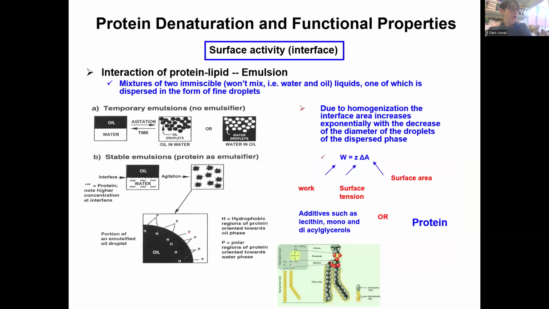Basically, this is what I'm illustrating here, and also the importance of homogenization. So you have to put in work so that you reduce the surface tension and increase the surface area. Basically, we are trying to get smaller and smaller droplets. The smaller the droplets, the better the stability. And then we can use protein, obviously, as a stabilizer, or you can add small molecular weight emulsifiers, like lecithin or diacylglycerol or monoacylglycerol, that will act as stabilizers as well.